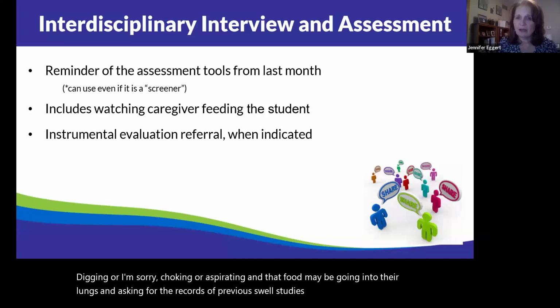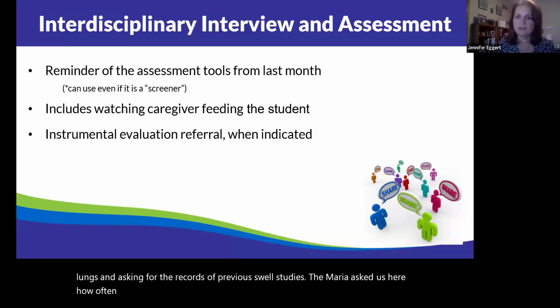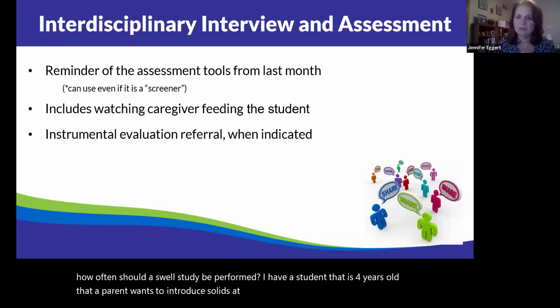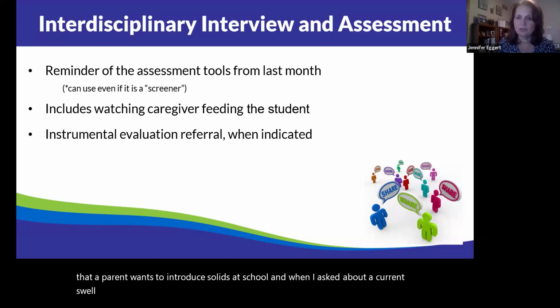Maria asked us here, how often should a swallow study be performed? I have a student that is 4 years old whose parent wants to introduce solids at school. When I asked about a current swallow study, the parents stated it was 2 years ago. So that's a great question, Maria.